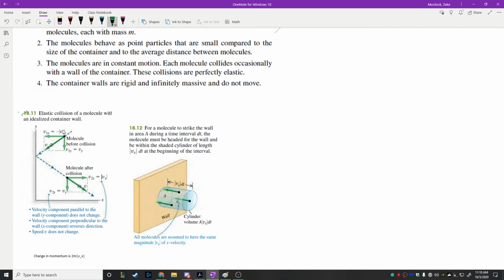It has an x momentum that's negative m vx. It collides with the wall and bounces off. After the collision, its velocity in the x direction is going to be the same as it was before, except now it's pointing to the right. So it was going left, now it's going right, and the vy's are going to remain unchanged. So the velocity component parallel to the wall doesn't change. The velocity component perpendicular to the wall simply reverses direction. It's the same magnitude before and after the collision because it's an elastic collision, right?